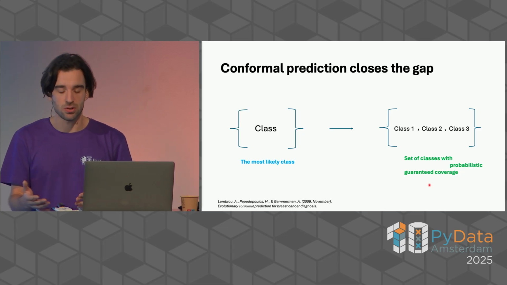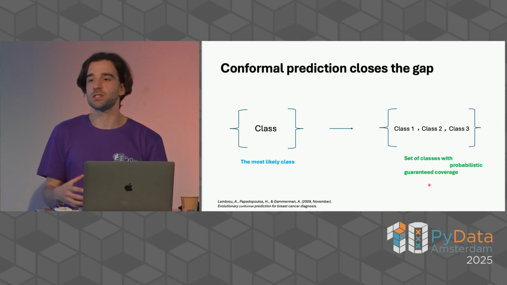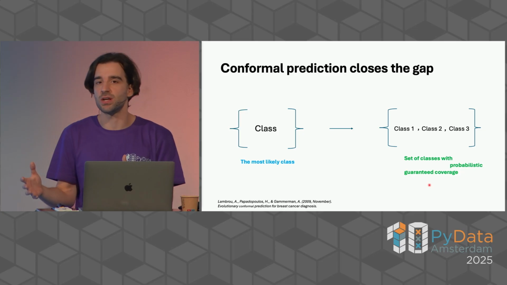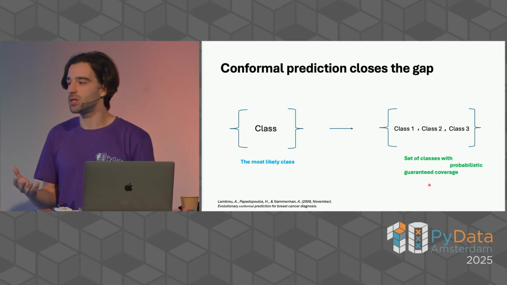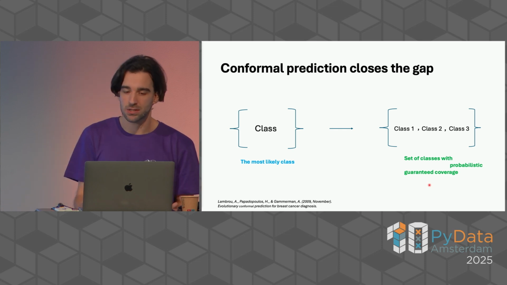In the next class, it will be 10 out of 10. In the next class, it will be 8 out of 10. So that's what we define as marginal coverage. So for the whole set, this is on average guaranteed. This method, conformal prediction, gives you a mathematical proof that this is actually going to be the case.